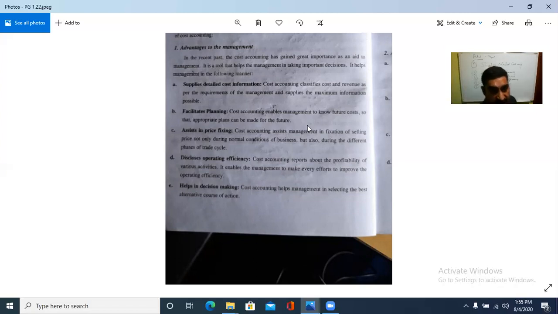Helps in decision making. So cost accounting helps the management in taking the decisions also. And also taking the alternative course of action.